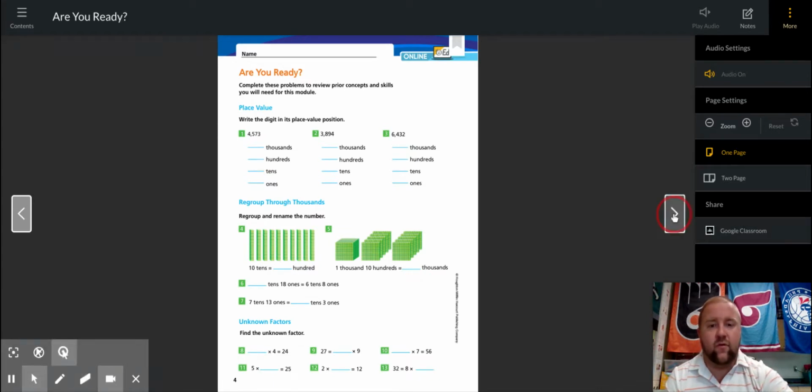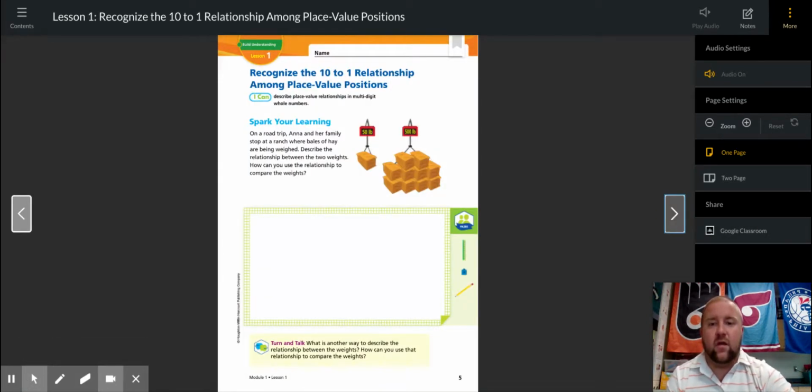So I'm going to move into the big part of our lesson, which is understanding the 10 to 1 relationship among place value positions. And that's what we just talked about, the 10 to 1 value. When you have 10 of a specific unit, it's going to carry over as 1 unit in the next category.